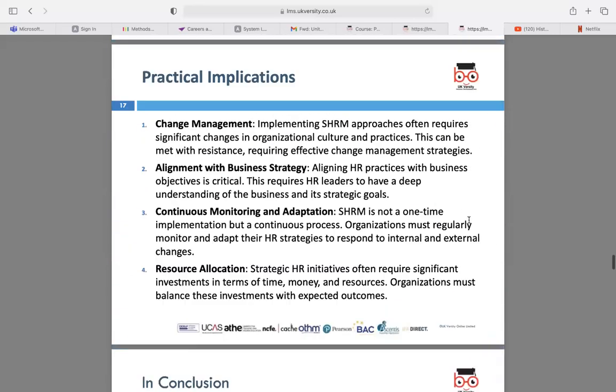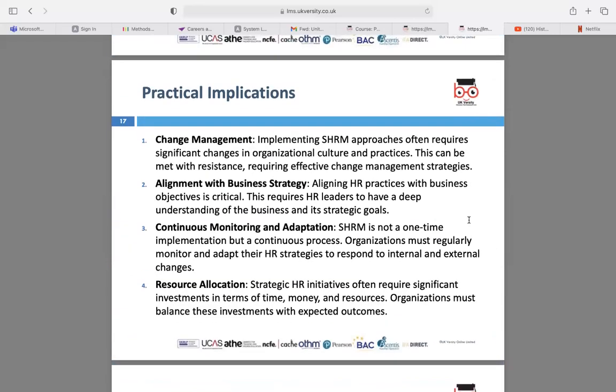Now we're going to look at the practical implications of it. Because of the change management, implementing the strategies or HR strategies can have a significant change in the organization culture and practice. And these changes might also not always, everyone is not happy with changes that are happening. People are usually comfortable with where they are, and if they're going to be put in a place that is different from the environment they're used to having, people feel uncomfortable.